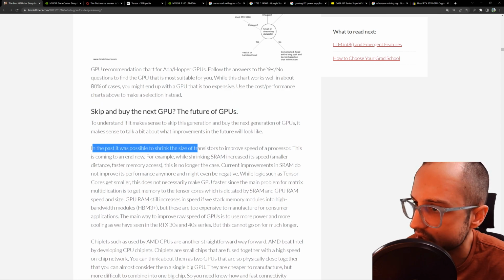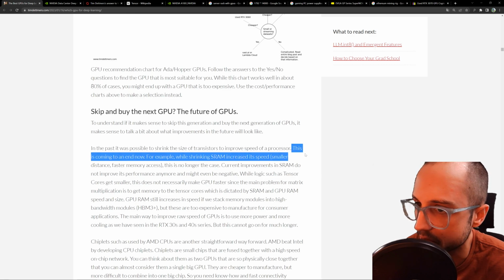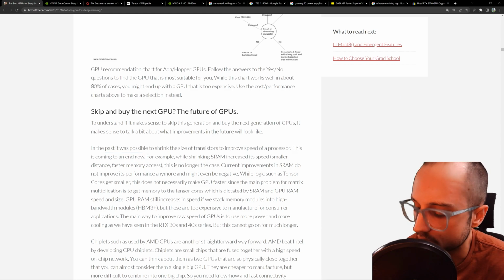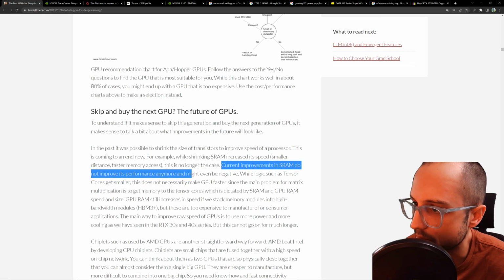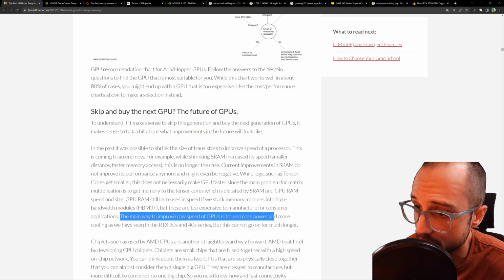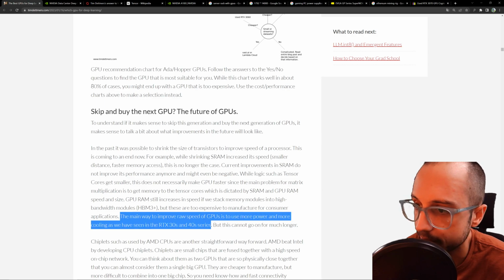In the past, it was possible to shrink the size of transistors to improve the speed of a processor. This is coming to an end now. Moore's law is dead, as some people have said, but I think there are interesting counterarguments against it. While shrinking SRAM increased its speed, this is no longer the case. Current improvements in SRAM do not improve its performance anymore and might even be detrimental. GPU RAM still increases in speed if we stack memory modules, but these are expensive to manufacture. The main way to improve the speed of a GPU is to use more power and more cooling.